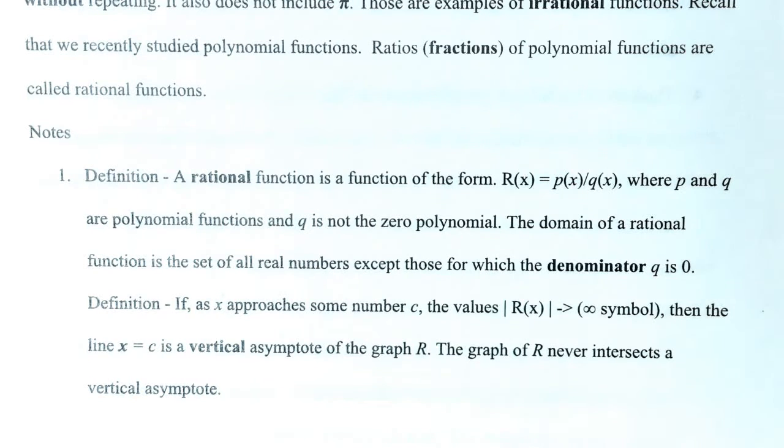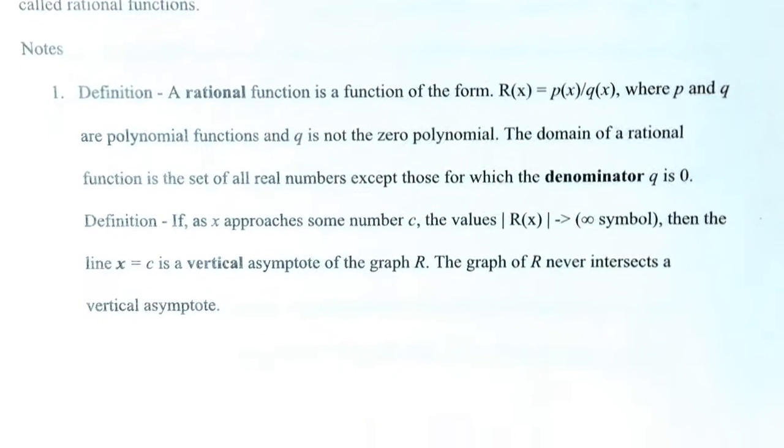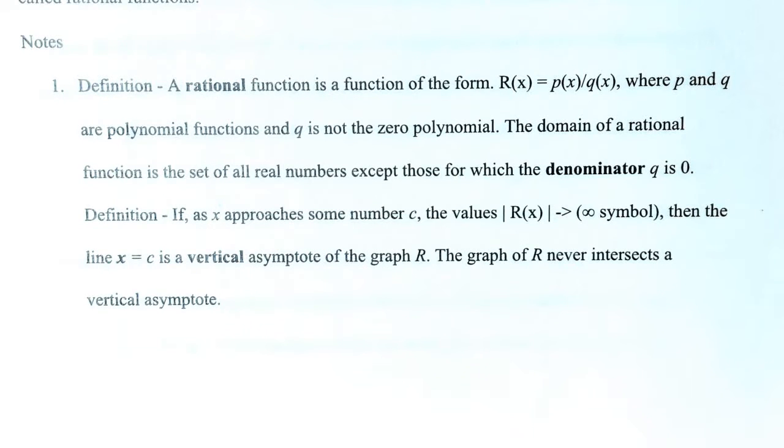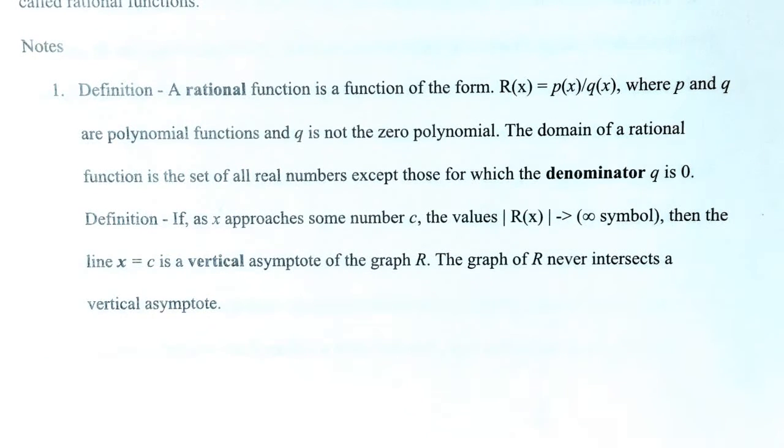Okay? So our definition is: if as x approaches some number c, the absolute value of r of x goes toward infinity, then x equals c is a vertical asymptote. Notice that it's x equals because vertical lines are of that form, where it's x equals some number. And if it's the y-axis, that's x equals 0. The graph of r never intersects a vertical asymptote. Never intersects a vertical one. Okay, questions?